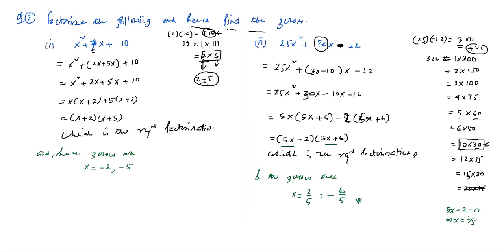Okay, so we'll be taking more problems of this kind. Number 3, again midterm factorization only. It is 6x squared plus 17x plus 5. So once more I'll explain it.